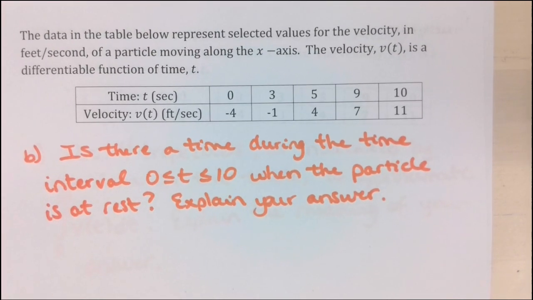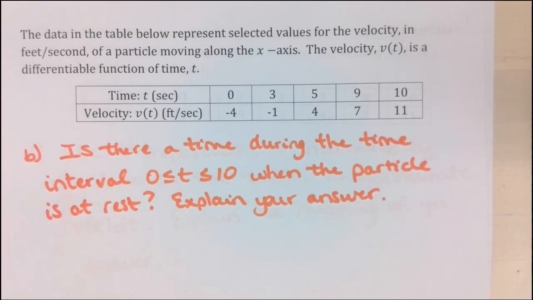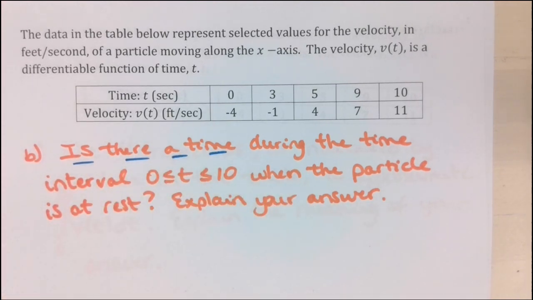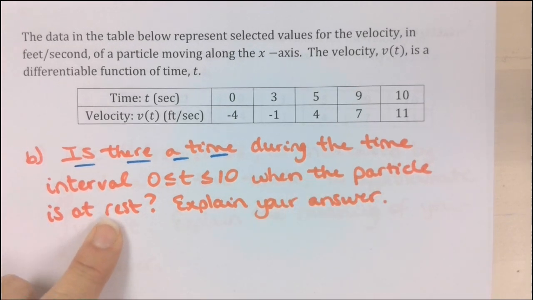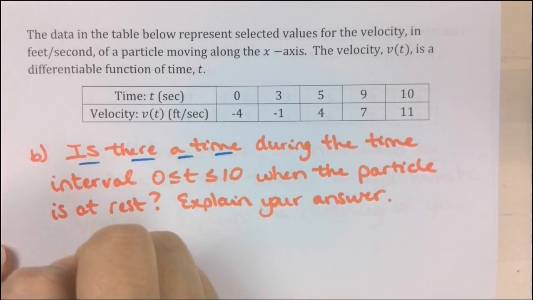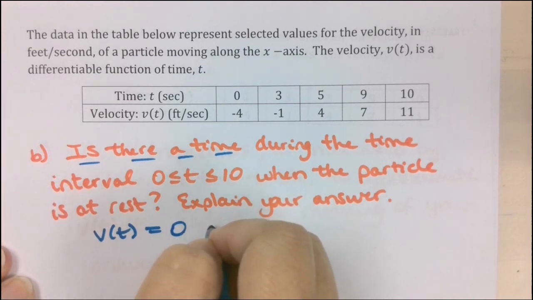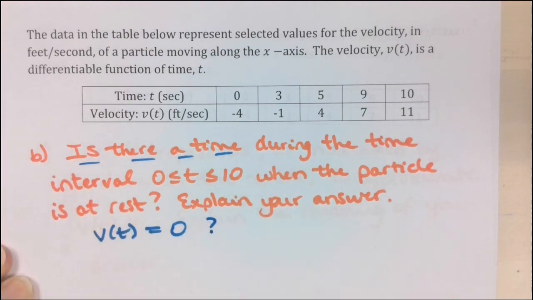Same data table here. Is there a time during the time interval 0 to 10 when the particle is at rest? Explain your answer. Now, this question starts out with, is there a time? Hopefully you remember that signaling use of a theorem. It's either going to be intermediate value theorem or mean value theorem. We want to know when the particle is at rest. If the particle is at rest, that means that v of t equals 0. And that's what we want to know. Is there a time when v of t equals 0?